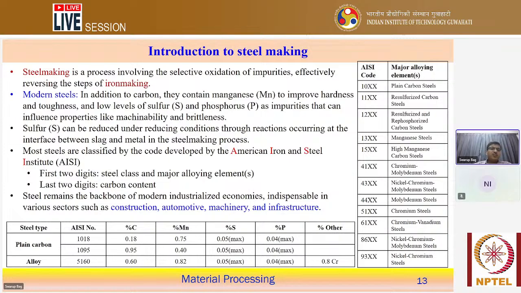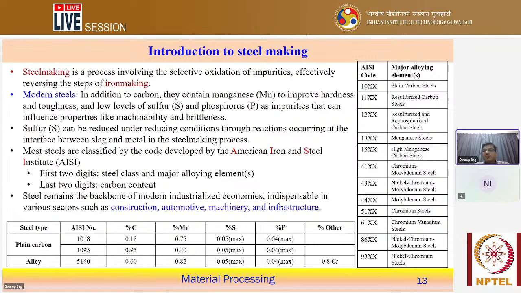So 0.18, that is 18 divided by 100, so 0.18 percentage of carbon is there. From this nomenclature, we can understand this. Similarly, take alloy steel 5160. 51 is a very specific type of alloy, and 60 indicates 60 divided by 100, that means 0.60% of carbon. Other components are also there, but that depends on the type of steel. So for example, this alloy steel has, apart from 0.60% carbon, Mn, sulfur, phosphorus, and 0.08 chromium.